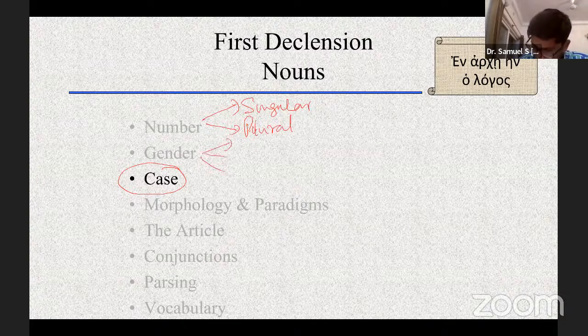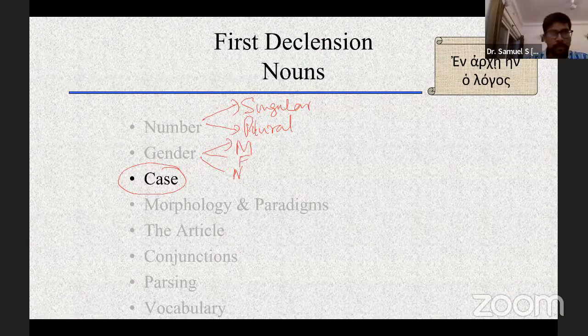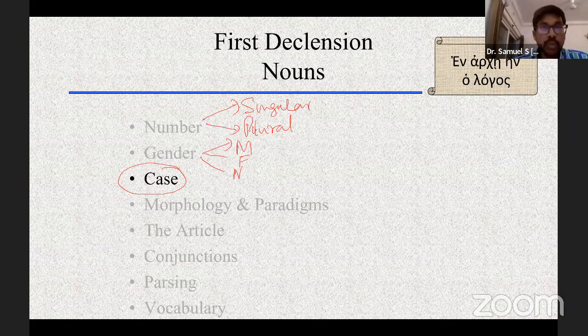Gender, three categories: masculine, feminine, neuter. So never say male, female, and neuter. If you say a certain noun is male, you're saying it wrong. It's not male. A noun is masculine, or a noun is feminine, or a noun is neuter. Please make note of that.